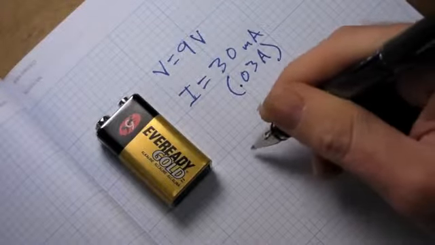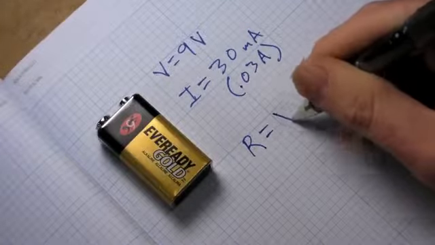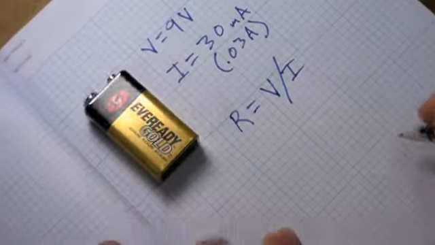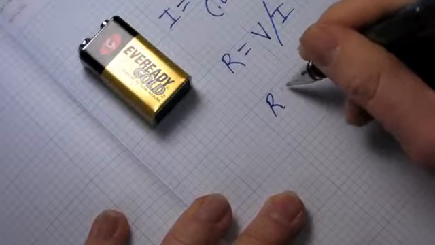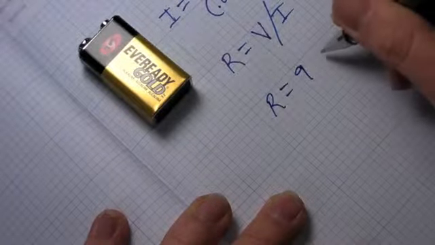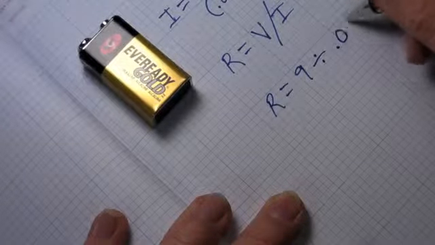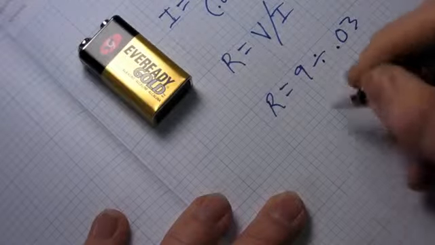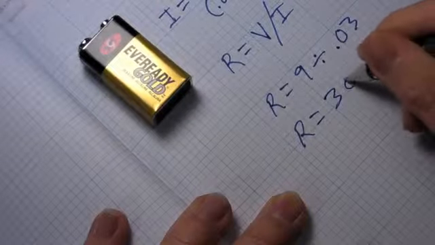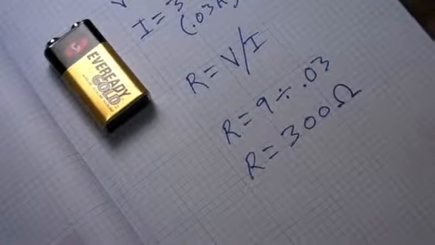Ohm's law tells us that resistance equals voltage divided by current. The resistance is equal to 9 divided by 0.03. Therefore, resistance equals 300 ohms. So a 300 ohm resistor.